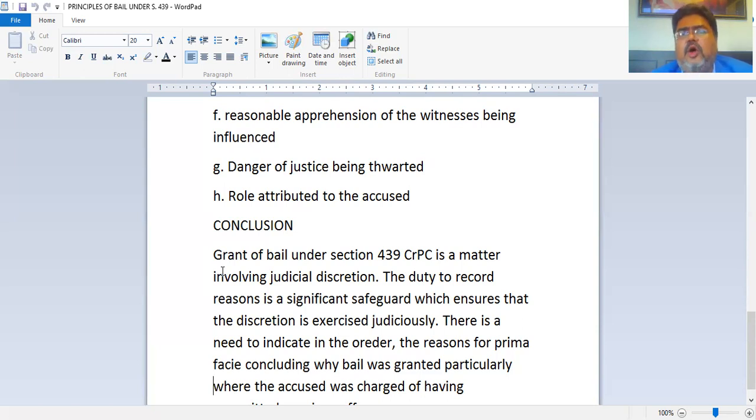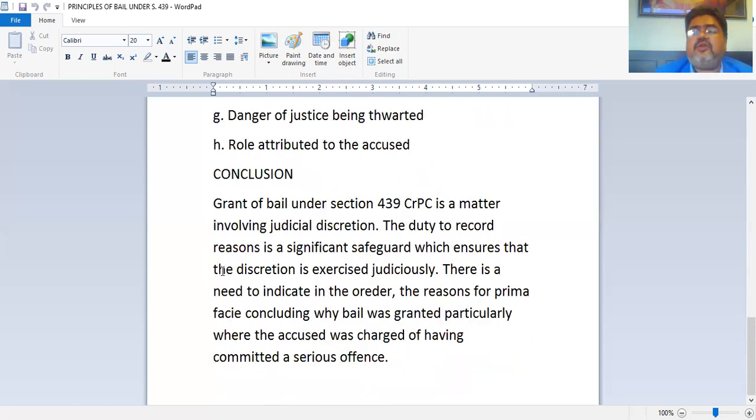If reasons are not there or flimsy reasons have been given, then it will be considered an arbitrary order, and arbitrary orders are subject to cancellation. So the appellate court may cancel such an order. The duty to record reasons is a significant safeguard, which ensures that the discretion is exercised judiciously. There is a need to indicate in the orders the reasons for prima facie concluding why bail was granted, particularly where the accused was charged with having committed a serious offense. Especially in case of a serious offense, the judge has a very heavy burden of duty to give strong, cogent and coherent reasons as to why he thinks that bail must be granted.